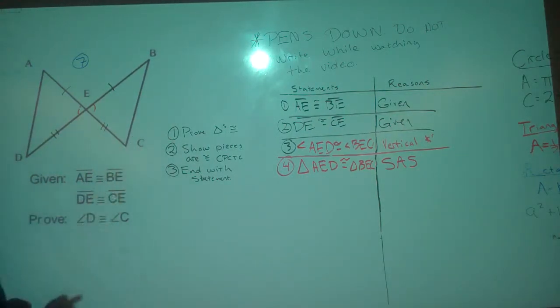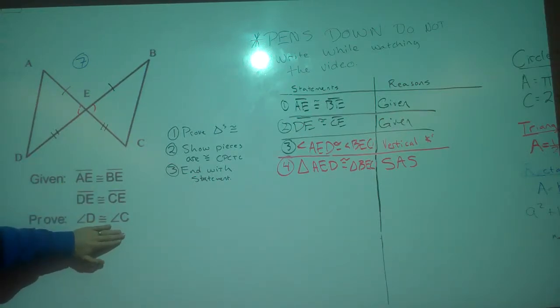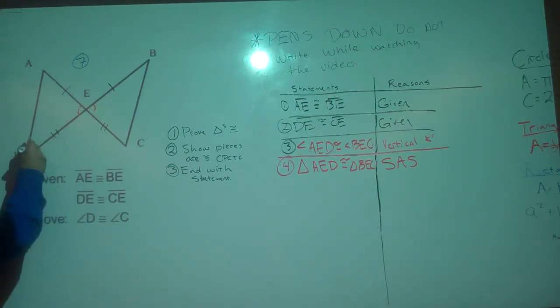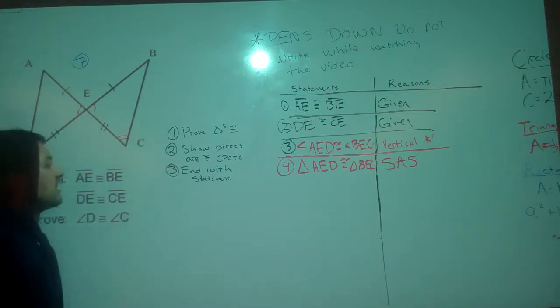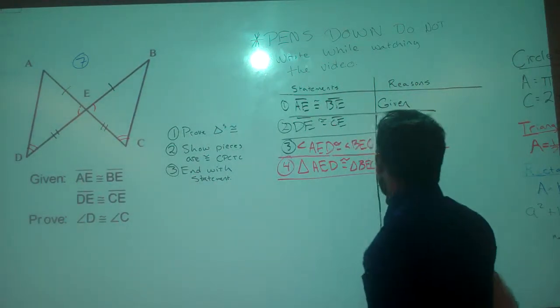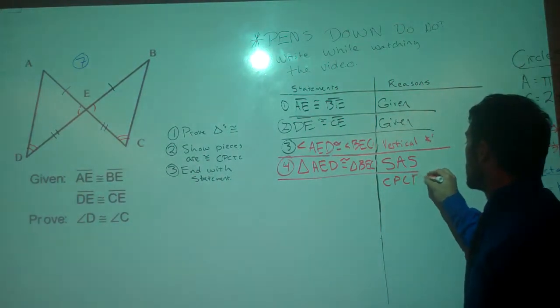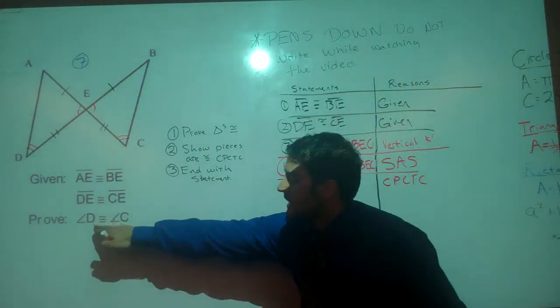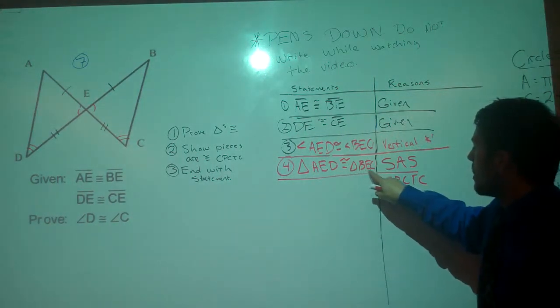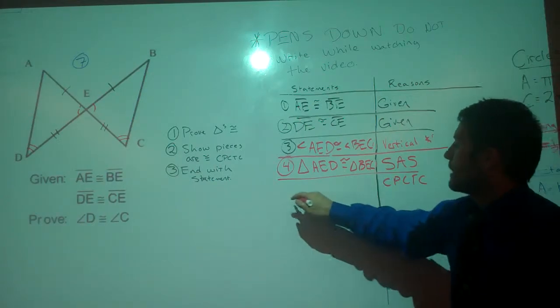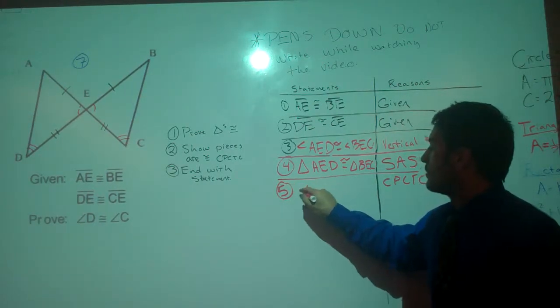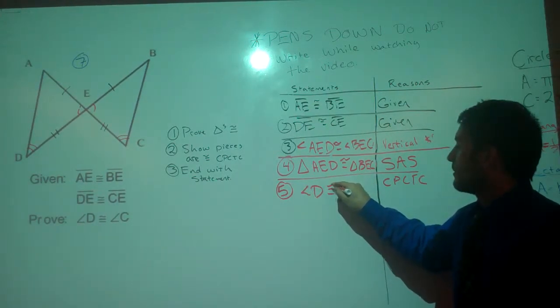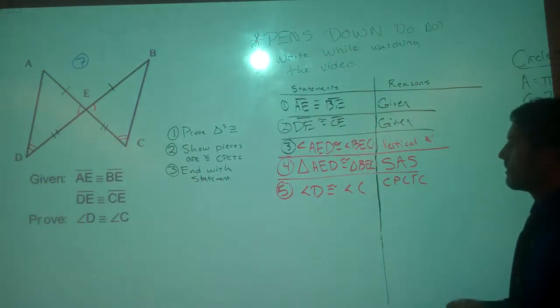I have completed step 1, where I've shown the triangles are congruent. Now I have the joy of adding the fact that these two angles are the same because of CPCTC, and I will be able to complete my proof. I need to check that angle D and angle C are in the same position in my triangle congruence statement, and if they are, that means they go together, and I can say that they are the same, and in this case they are, so we are done.